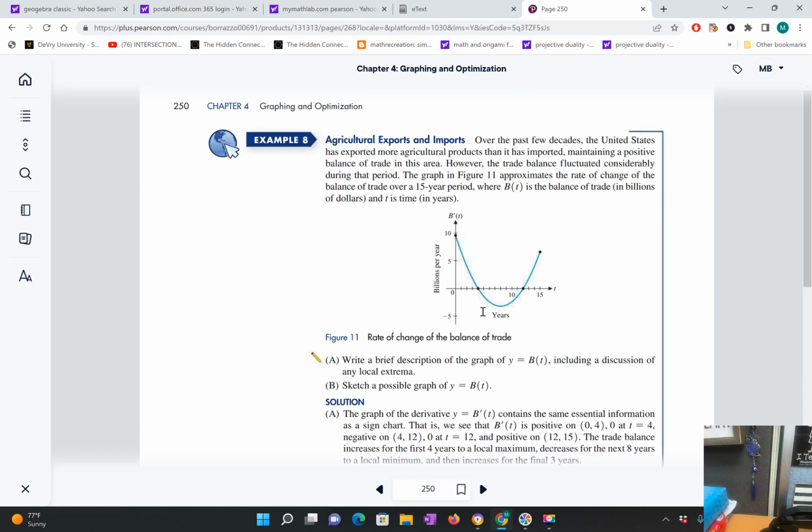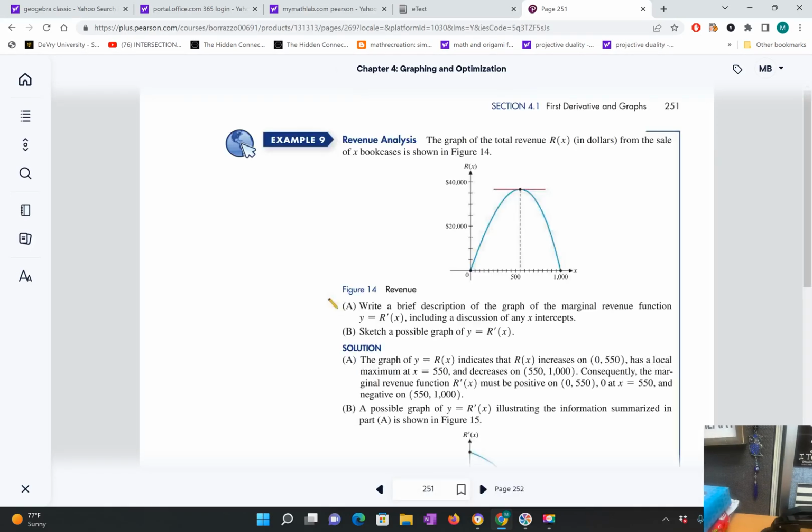The absence of a scale value on the vertical axis is a consequence of the lack of information about the values. As we're looking at this, we can tell that at 12 we should have somewhat of a local minimum, and at 4 we are at a local maximum, and you can tell because of the fact that these are positive. So that's the gist of example 8.